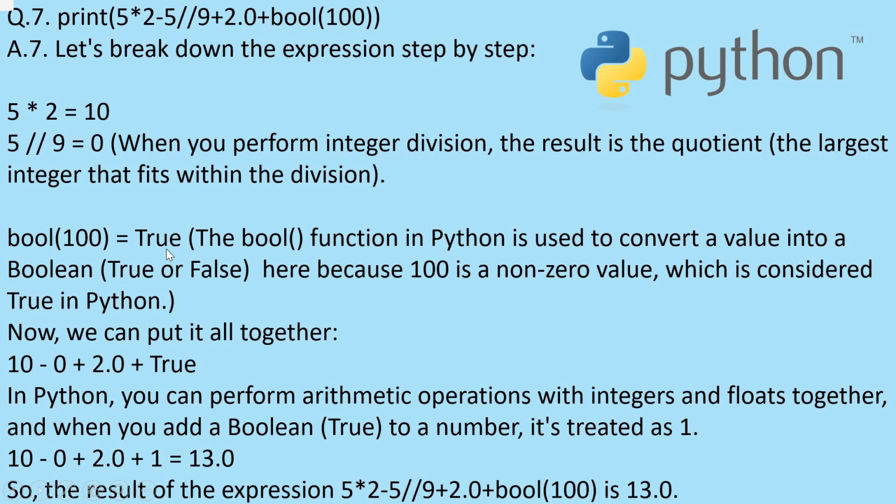Now bool(100) is equal to True. The bool function is used to convert a value into boolean, True or False. So here 100 is a non-zero value, so naturally it is considered as True in Python. Now the last step is to combine all these answers: 10 minus 0 plus 2.0 plus True. I'm putting the values here. This one is 10, then 0, then True, and in between there is 2.0 also. So the answer will be 13.0. So the result of the expression is 13.0. This is the correct answer.